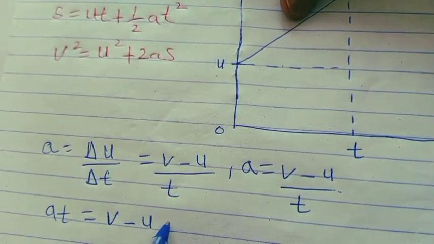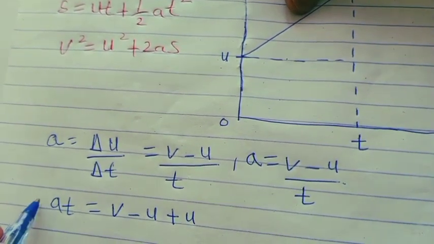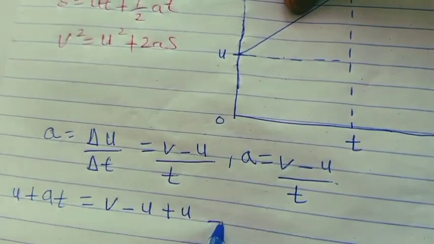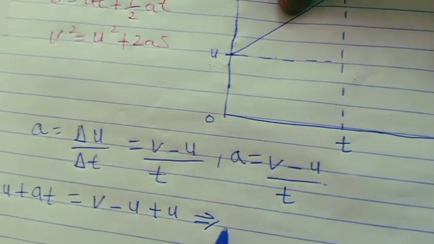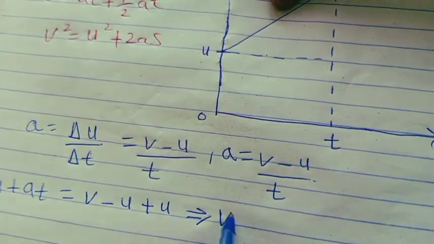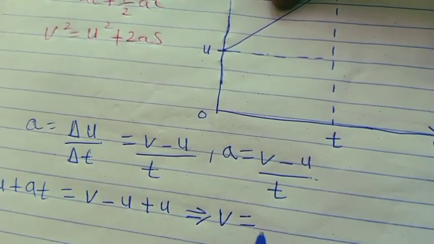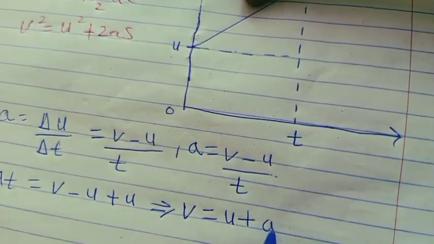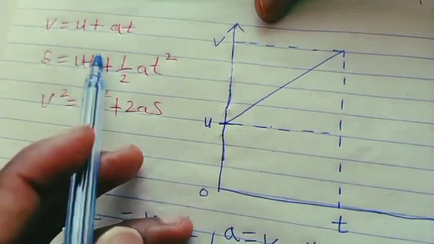We can add u on both sides. This implies that v, since minus u plus u gives us 0, will be equal to u + at. So we have done the first one.